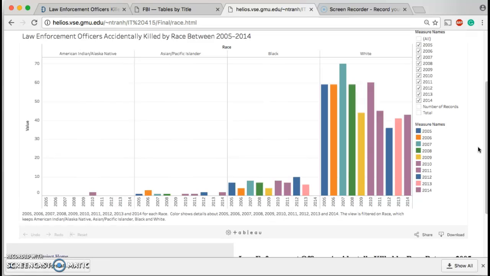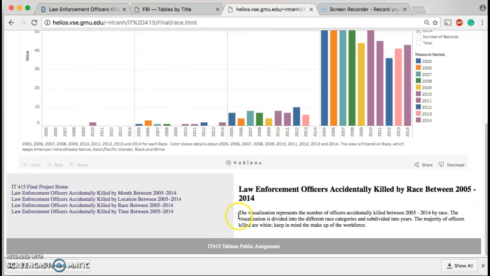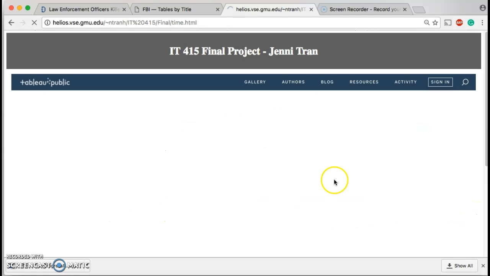The majority of officers killed are white, because you have to keep in mind that the majority of the workforce are white. So you can also exclude the years by checking or unchecking these years. There are very few American Indians and Asians, and the most amount of deaths is in 2007. Let's go to the last one.